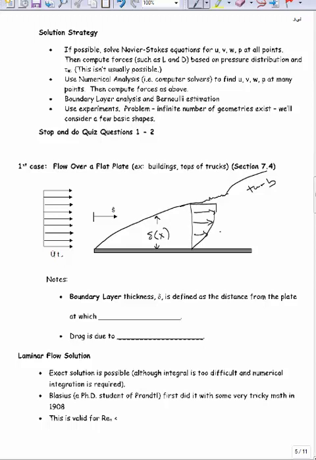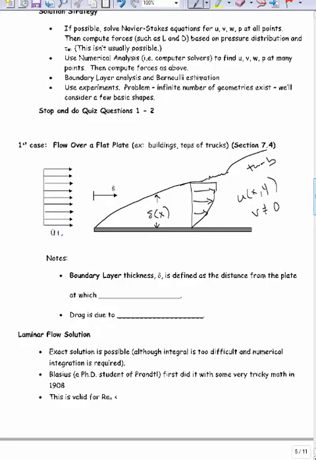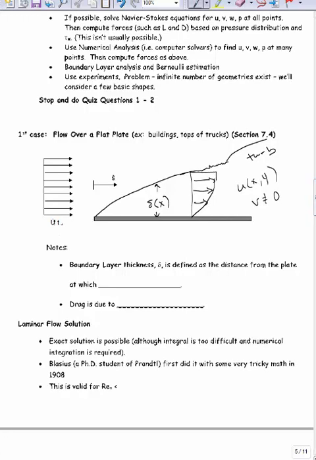Things aren't so crazy. This is more difficult to solve than your pipe flow solution because u is a function of x as well as y, and also v is not equal to 0. Okay, so it makes it a little bit more difficult. But someone has come up with a solution, at least for u.